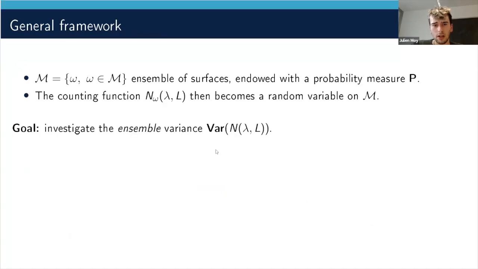And we will look at a slightly different quantity than the spectral number variance, which is the ensemble variance of the counting function. So we do not look at fluctuations around the Weyl term, we look at fluctuations around the ensemble average. This is kind of different, but this is the quantity we'll look at.